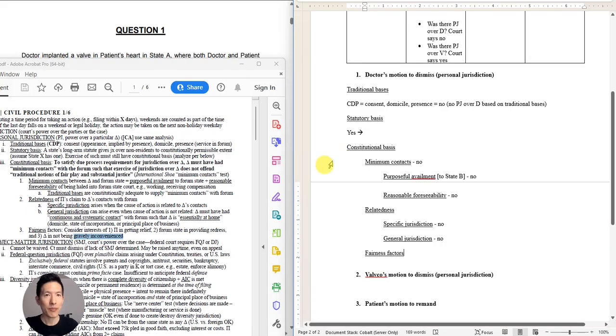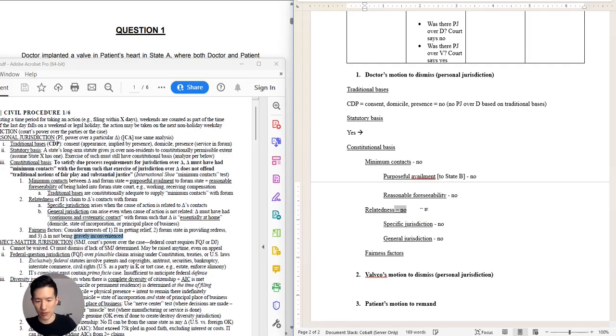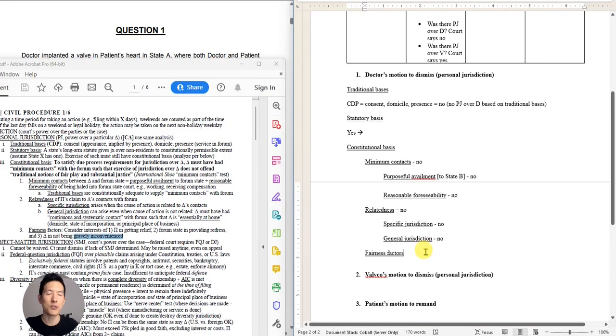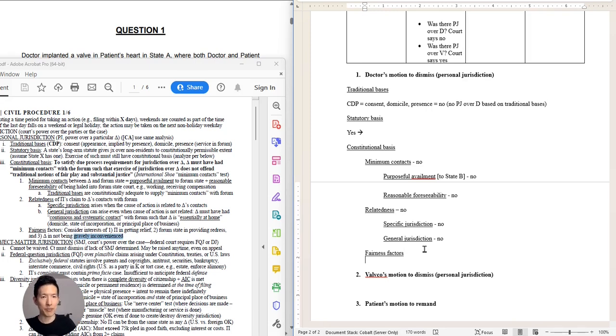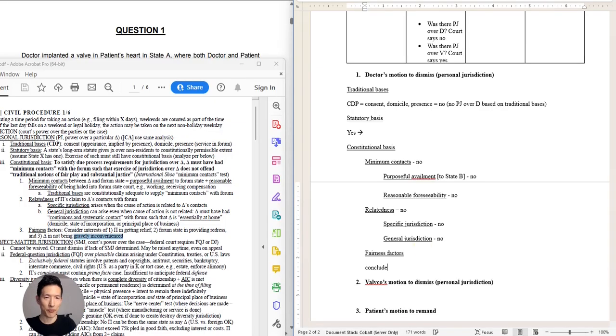However, these other two elements, we don't really meet those. Actually, it's pretty clear that we don't meet those. There's no minimum contacts. There's no relatedness. So the fairness factor, even though it would be fair to bring him in, there's really no basis to have the doctor in state B. So we're going to conclude here. On balance, it doesn't make sense that there would be personal jurisdiction.